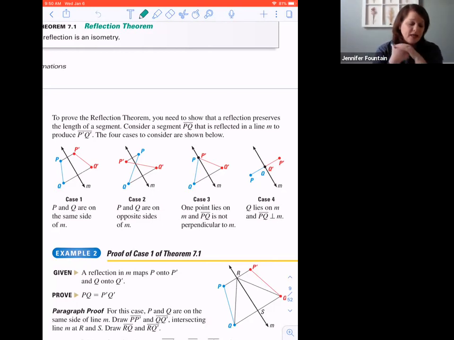Notice in case 3, we have P that is lying on M. So we just talked about a minute ago that if my point is actually on the line, then we know that they are equal. And then my point Q is off the line and Q prime is off the line. So my distance from Q to M and the distance from M to Q prime would be the same. And then case 4, Q is lying on PQ, but then we can see that line PQ is perpendicular to M. And so I know that my distance from P to Q is going to be equal to the distance from P prime to Q prime because it's a perpendicular bisector. Okay.